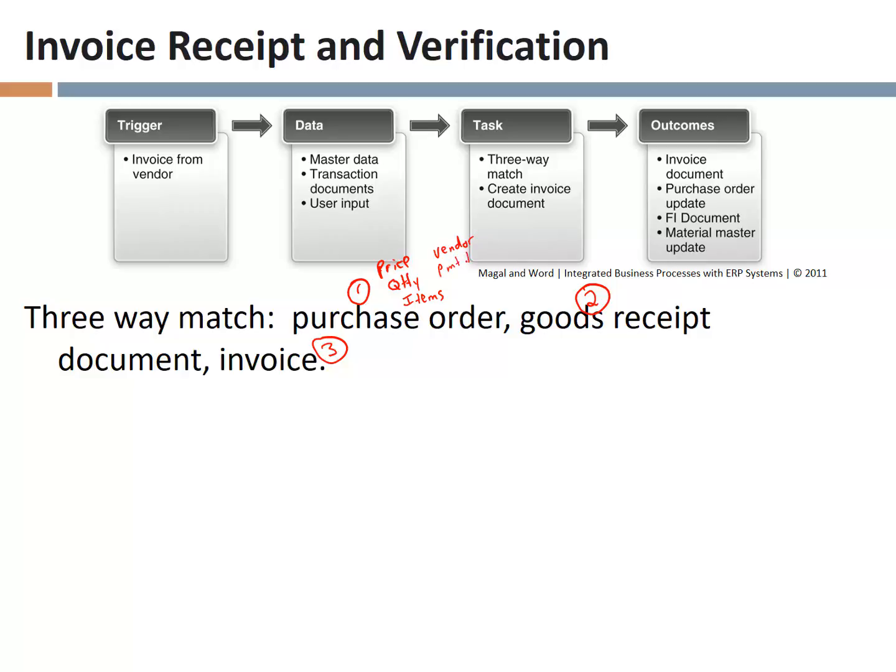The payment terms. Remember when I sent the purchase order, I might have said that the payment terms were 2/10 net 30, meaning that I get a 2% discount if I pay within 10 days. So I want to make sure that the invoice that I have matches up with what the purchase order said. I want to make sure that the prices are right, the quantities are right, the items are right, obviously that the vendor is right, and I want to make sure that payment terms are accurately reflected.